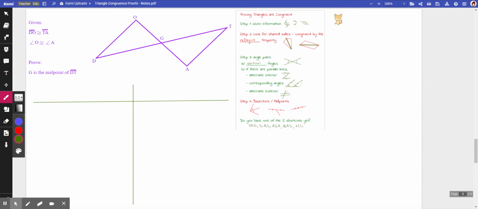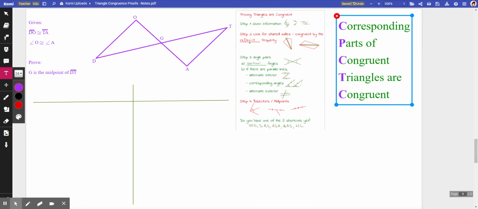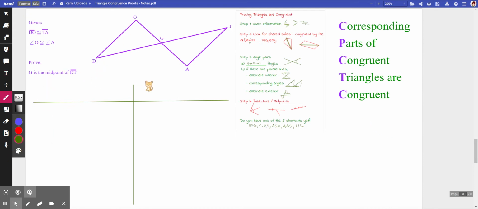So CPCTC stands for corresponding parts of congruent triangles are congruent. So if I already know the two triangles are congruent, then I can say that any two corresponding pieces are congruent. The CPCTC proofs are using a little bit of backwards logic here. We're saying we want to prove that G is the midpoint of segment DT.